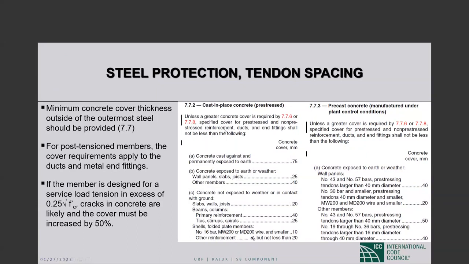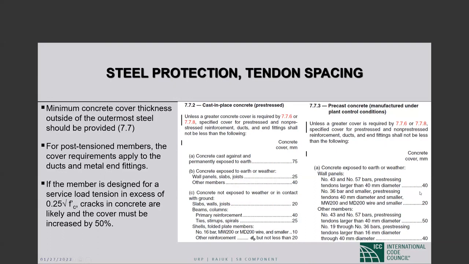So here are the different exposure categories, which is quite common in reinforced concrete design. If you have concrete cast against and permanently exposed to earth, 75 millimeter here. And look here, okay? Look at how the values are dropping. So value dropped from 75 millimeter here for cast in place to 40 millimeter here for precast. What happened? Well, this is easy to guess. As I mentioned before, precasting has better quality typically, so it's more durable, so that we can relax the cover requirements. That's one advantage of using precast concrete.